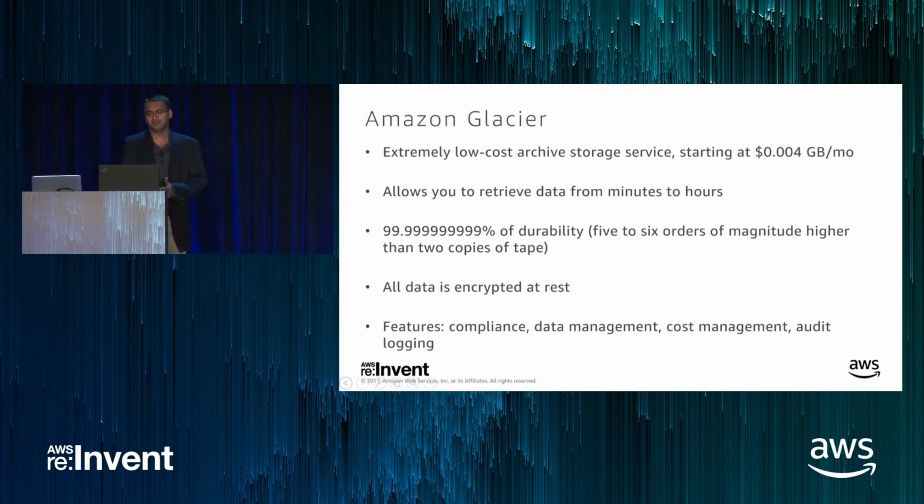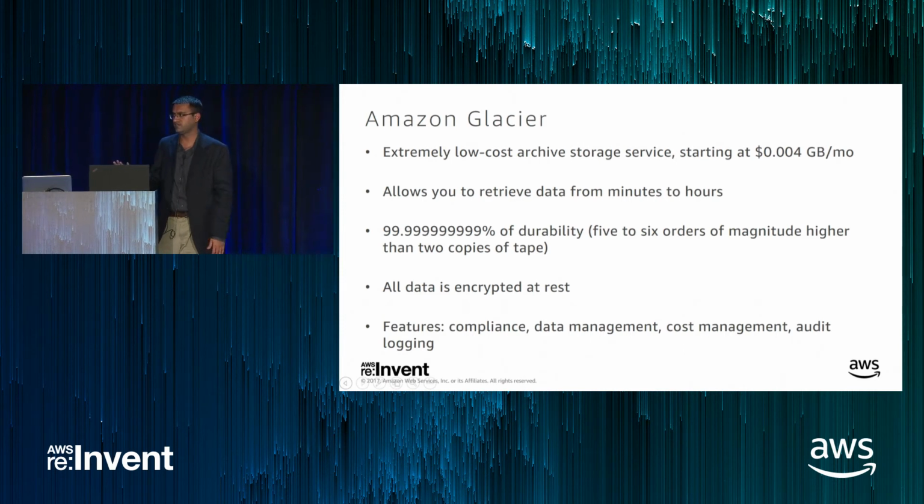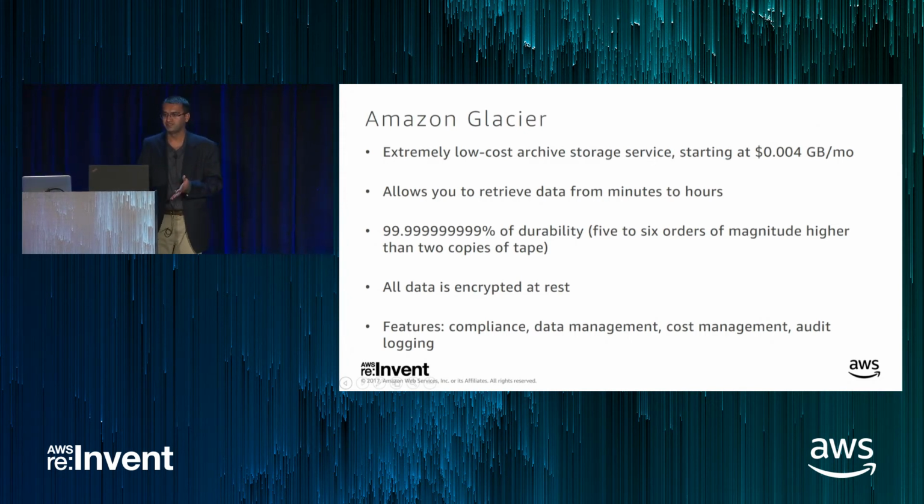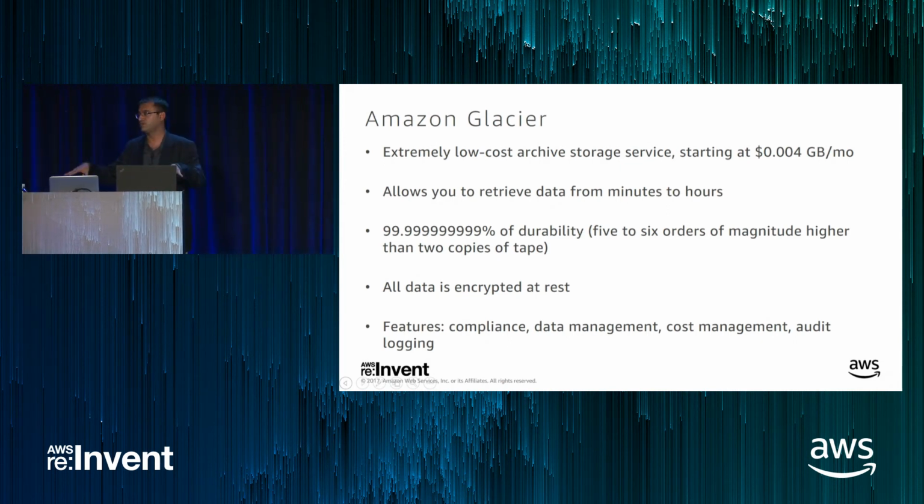In terms of durability, Glacier has 11 nines of durability, similar to S3 Select. What that means mathematically is if you have 10,000 files stored in Glacier, the probability of Glacier losing one is after 10 million years. So it's super, super low. For those of you using tape, the common paradigm is to use 2 tapes in separate locations. We actually worked with a customer to model out the durability, and the best durability you can get with 2 tapes in separate locations is 5 nines. So Glacier offers you 5 magnitudes of higher durability.